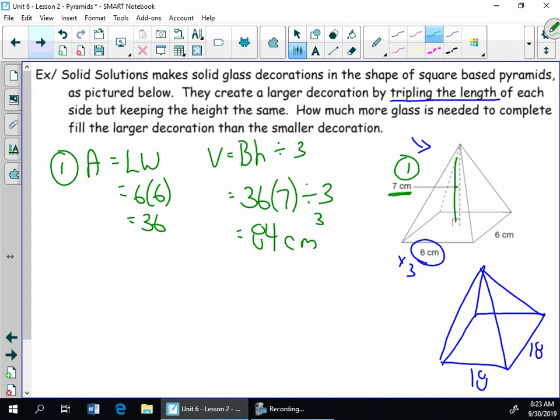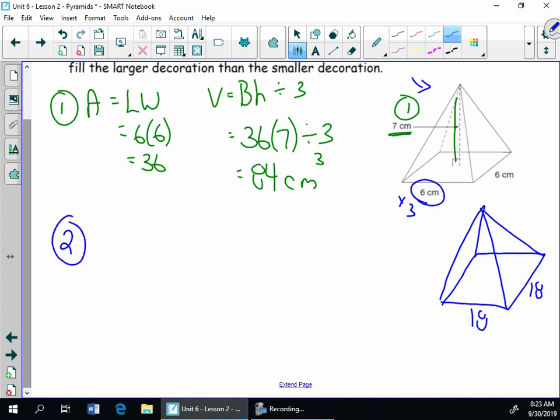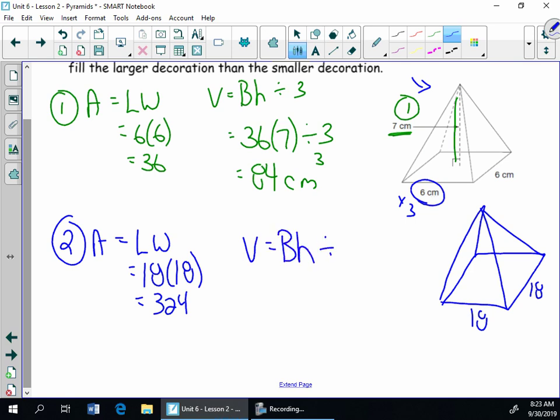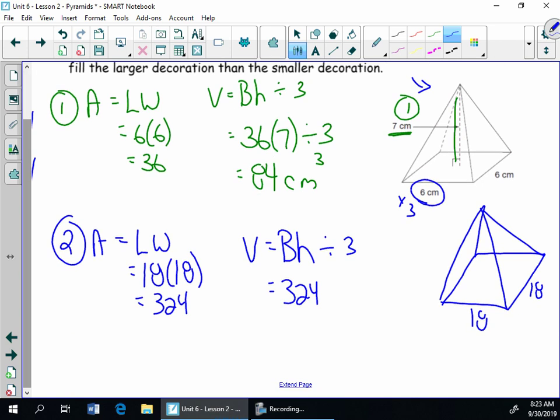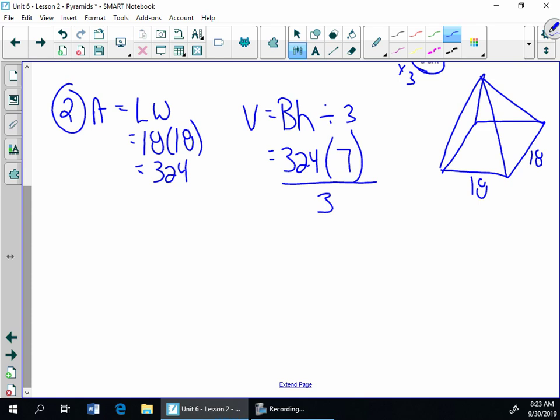Okay, but we also have the big shape, one where they tripled the lengths but kept the height the same. So my area is still length times width, 18 times 18, which is 324. My volume is still the same formula. So 324. Our height, they said, was the same, right? Keeps the height the same. So it's still 7. And we're going to divide it all by 3. And we'll end up with 756 centimeters cubed.